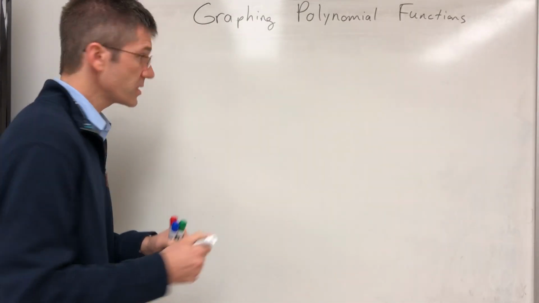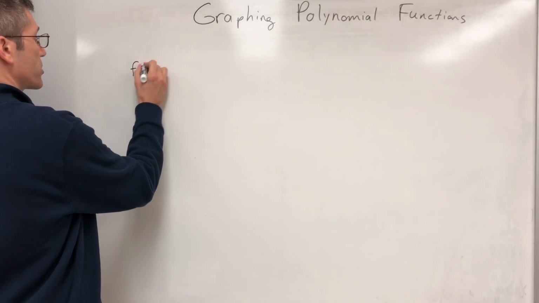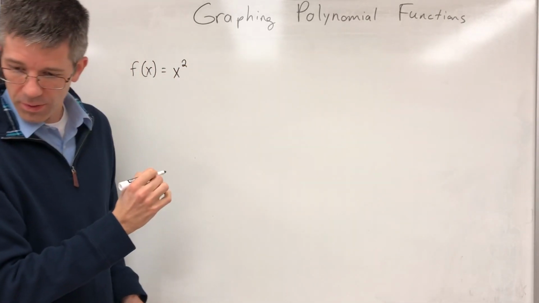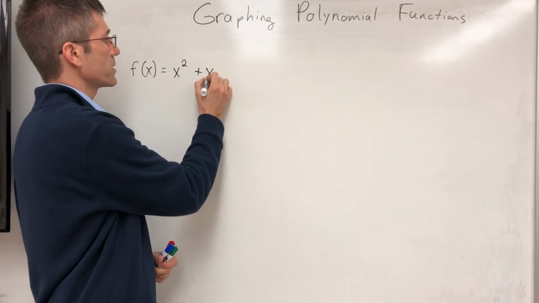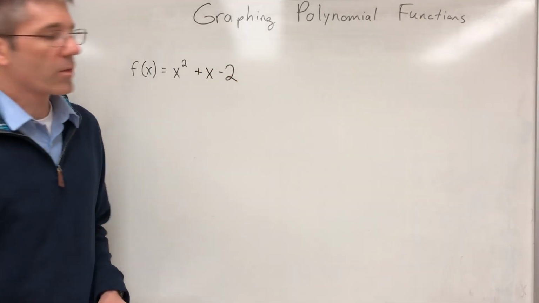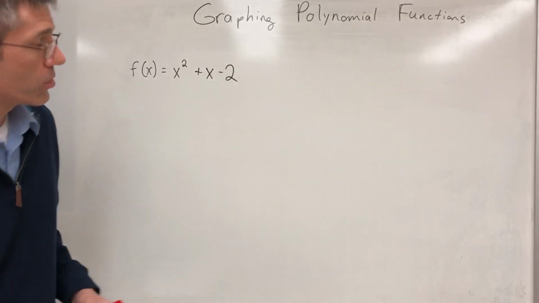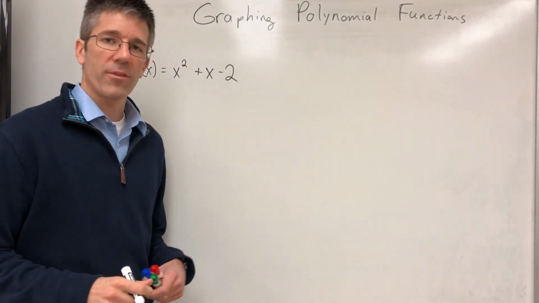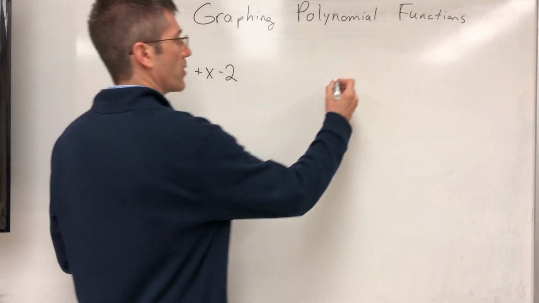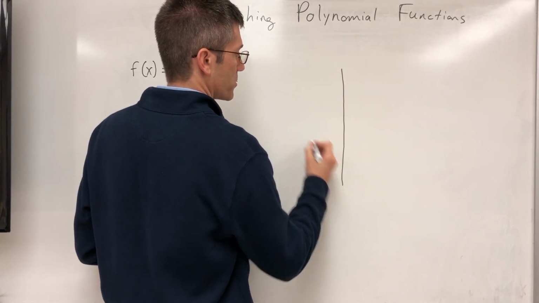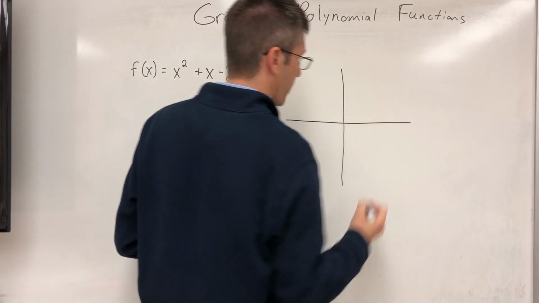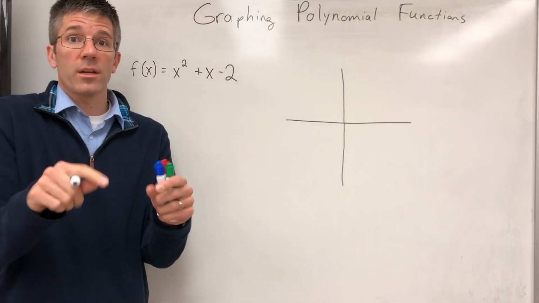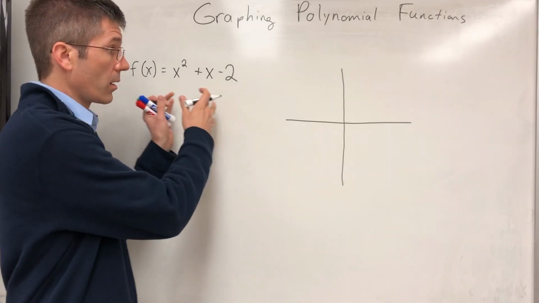So let's start with this example right here. We're going to graph this function, f of x equals x squared plus x minus 2. We're just going to go ahead and graph it. Now, if you wanted to, you could grab a graphing calculator, or type it into one of the online graphing tools that you have. I'm going to jump straight to the fact that I know what this graph looks like, and then we'll talk about how I know.